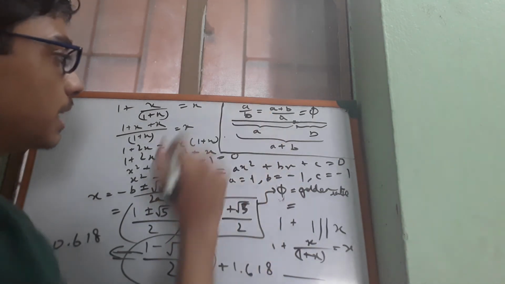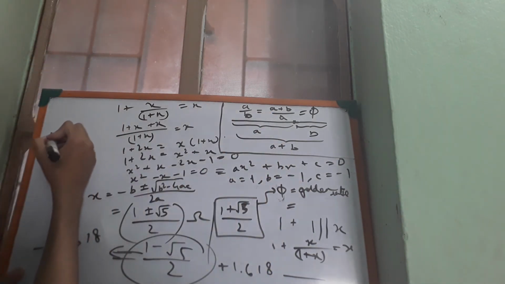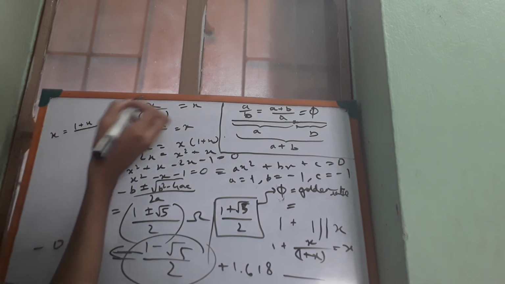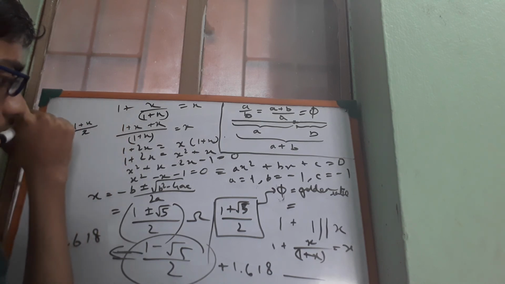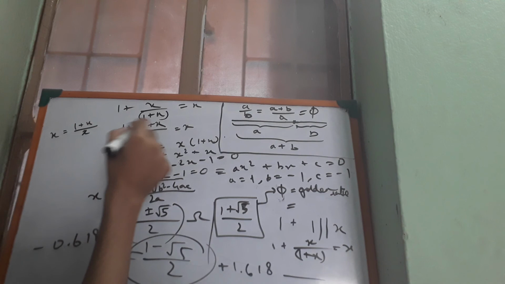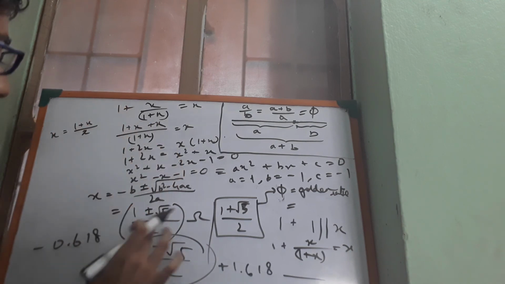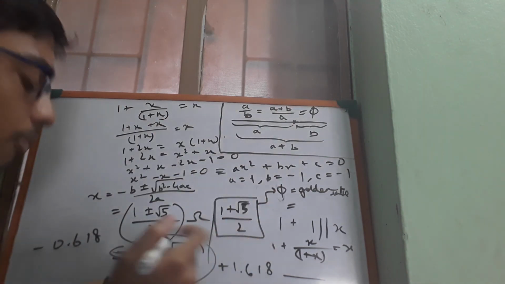So if you put B is 1 and A is x, then you get this equation only. A by B is x by 1, which is just x, and that equals A plus B over A, which is x plus 1 over x. So in this case we end up with a plus minus result. This is the concept of golden ratio.